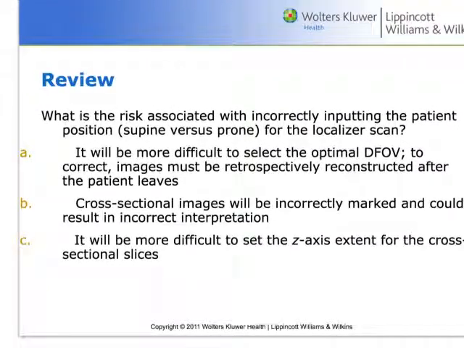What is the risk associated with incorrectly inputting the patient position, like supine versus prone, for the localizer scan? You're going to run the risk of imaging the wrong region of interest. You're going to have to do the scan twice because all your information is going to be wrong, so you're increasing radiation. Of these choices up here, what's the correct answer? B. Yeah, B is the correct answer here. Cross-sectional images will be incorrectly marked, so like the right will be where the left is, or the anterior will be the posterior, something like that.